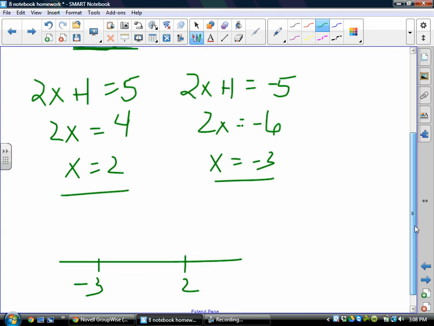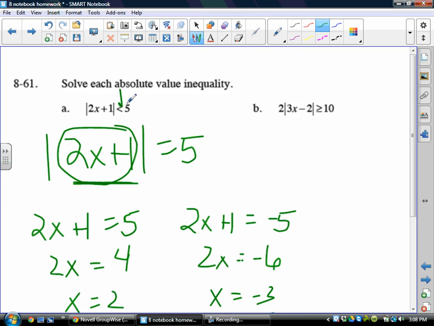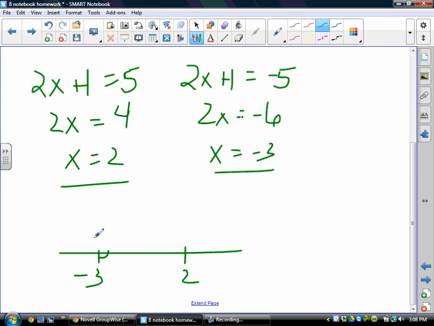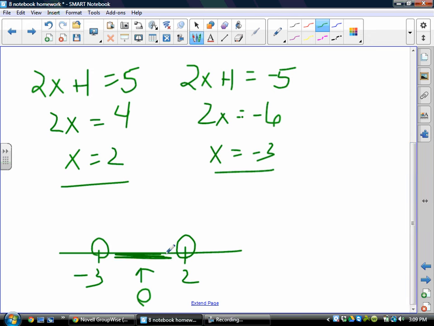And the first thing I want to do is decide if they are going to be open circles or filled in circles, and we can tell that based on this inequality symbol right here. It says less than, it cannot be equal to, so I cannot exactly equal these numbers, so they're going to be open circles. Now I'm going to test a point, and right in the middle would be 0, so that's always a good point to test, because that's easy to plug in. So I'm going to plug in, is the absolute value of 2 times 0 plus 1 less than 5? When I plug that in, I really get the absolute value of 1, which is just 1. Is 1 less than 5? Yes. So I'm going to shade in where 0 would be.